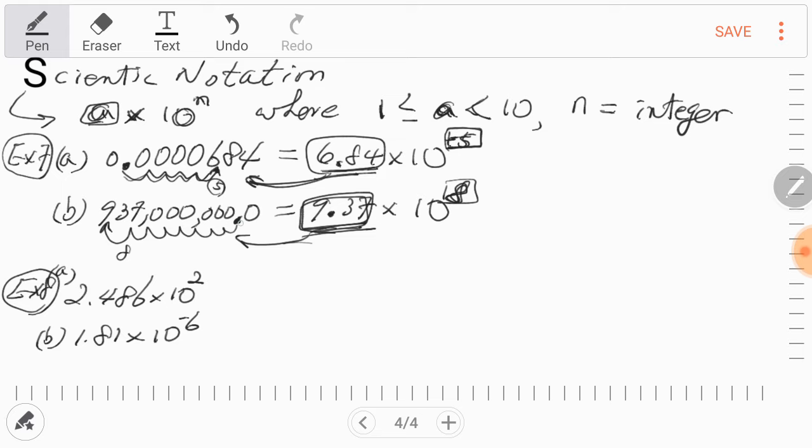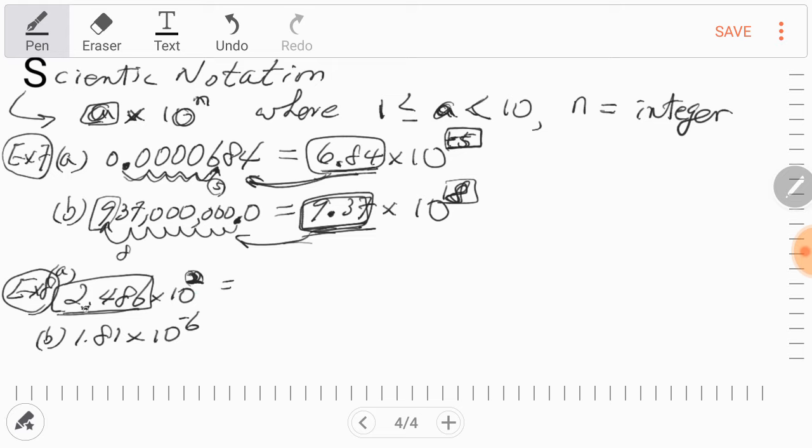Okay, so move the decimal point all the way to the right after the first non-zero number. Okay, example 8 is vice versa. From the scientific notation, write a number. Okay, so I'm multiplying this by 10 squared. 10 squared means, this is positive, so we are making this number large. How large? Move 2 decimal places to the right.